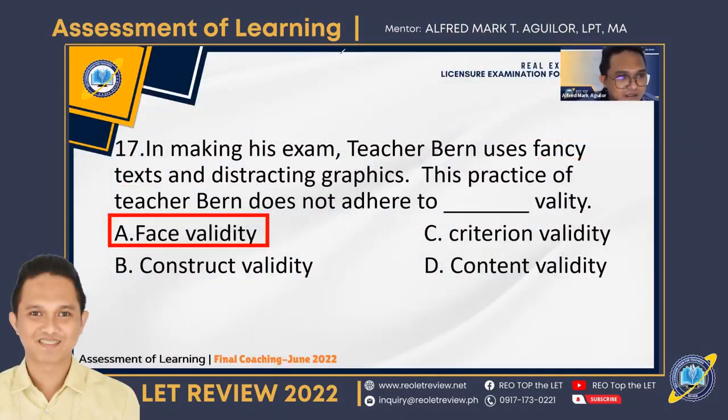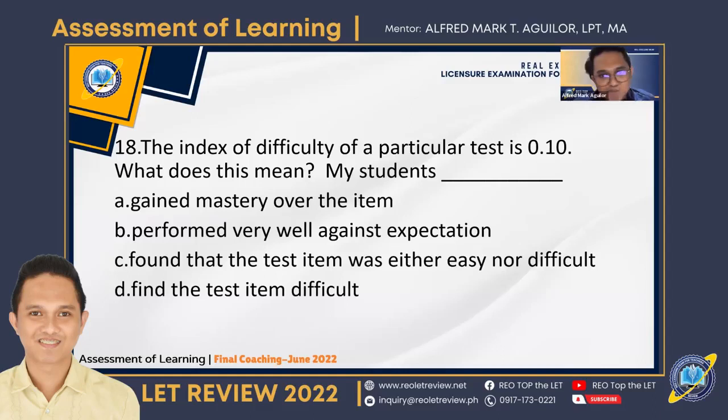Okay, number 18. The index of difficulty of a particular test is 0.10. What does this mean? Okay, this is item analysis. So for item analysis, what are the different categories there?